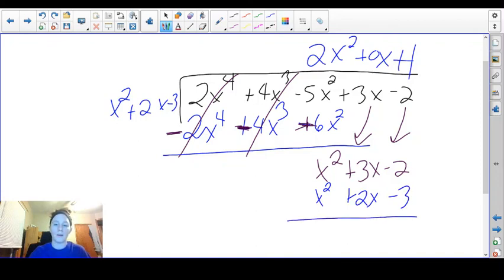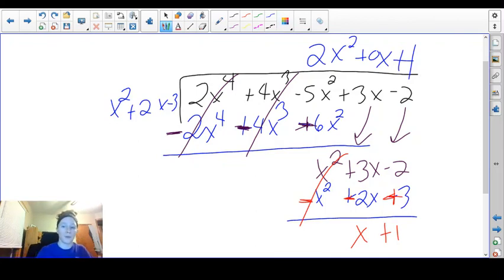Get a handy dandy color to flip all of your signs. X squared minus x squared cancels out. 3 minus 2 is 1, so x, and negative 2 plus 3 is 1, so plus 1. Again, I got to that constant spot. I shouldn't have anything left over, and if I do, it just means I have a remainder. And we already talked about how to write a remainder.